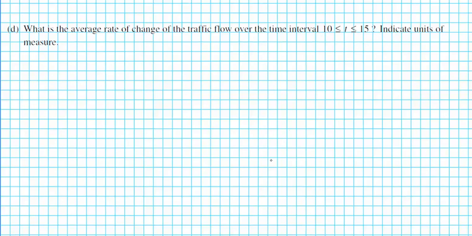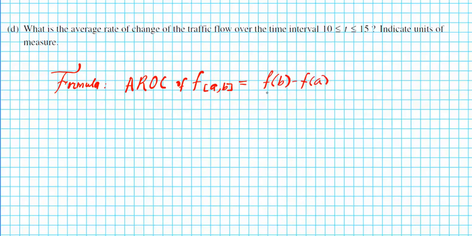Indicate units of measure. Okay, so before we do this, let's take a look at the formula for computing the average rate of change. I like to call average rate of change AROC. The average rate of change of a function f is always over an interval. It's basically the slope of the secant line. That's f of b minus f of a divided by b minus a. It's just like y2 minus y1 over x2 minus x1, same thing. You don't need calculus for average rate of change. All right, so this is what we are calculating here.